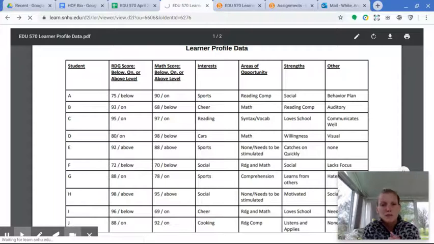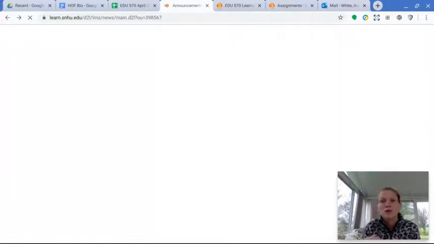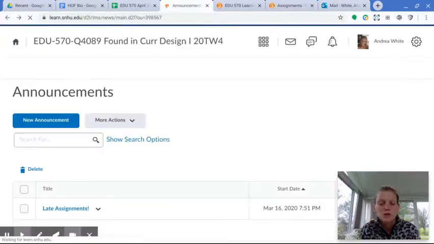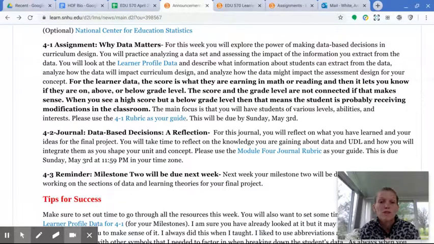So for that first assignment, I'm just going to dissect the learner profile data. And again, you don't have to go in crazy detail, but just breaking it up a little bit. You don't have to explain every single student, but maybe group them here. Or you can point out, like I did with student I, they are scoring a 96, but they're below grade level. So kind of just breaking down that data a little bit. Again, it doesn't have to be crazy detail.